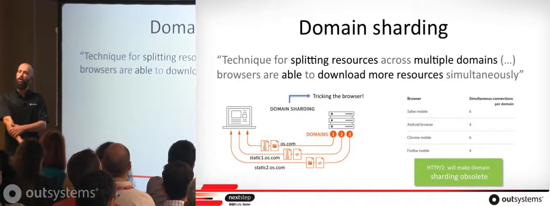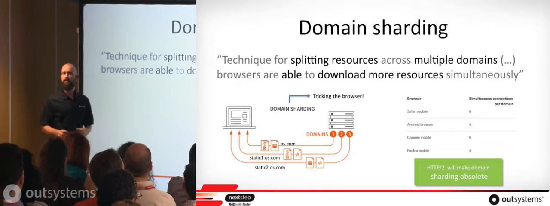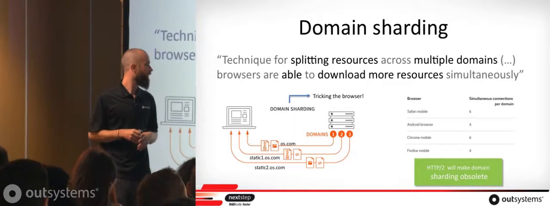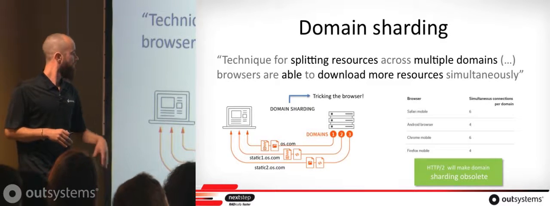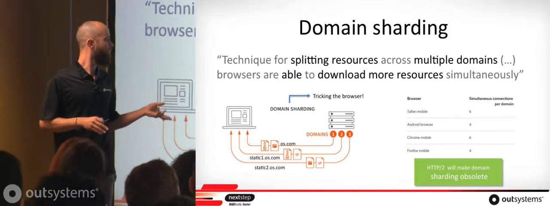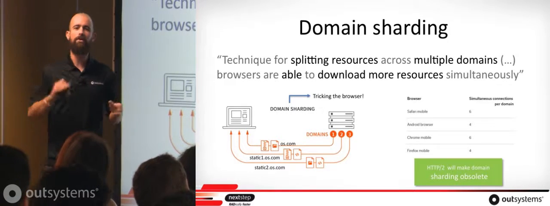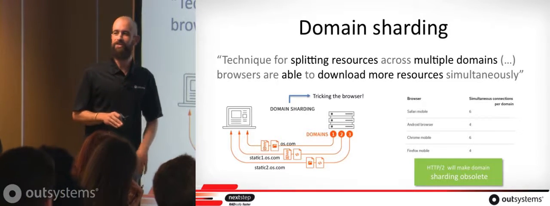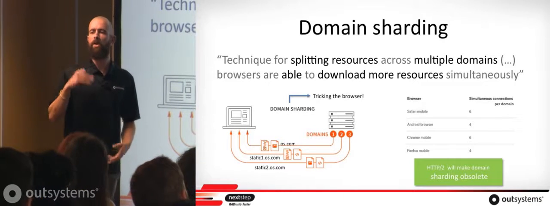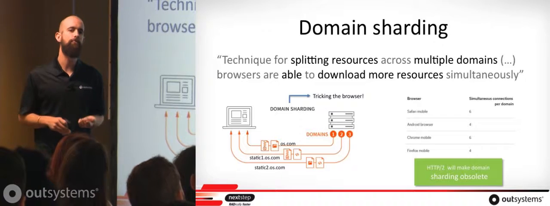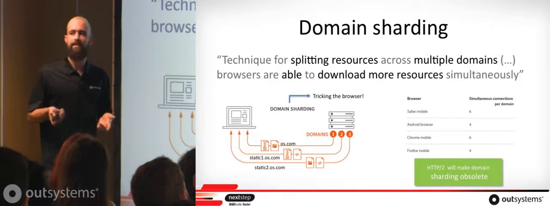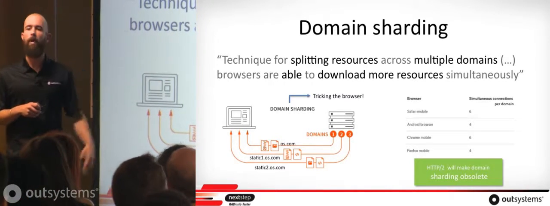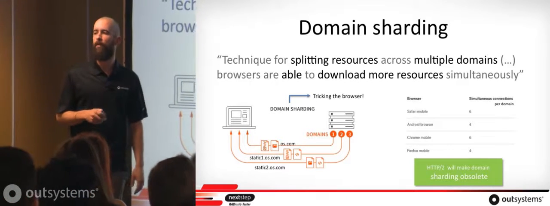Domain sharding. Not sure if you are familiar with this term or with this technique, but this technique enables us to split our static resources across multiple domains so that the browsers are actually able to fetch more files simultaneously. The first approach looks really good, but let me give you a little bit more of context. So this technique showed up because in 1999, the specification of HTTP 1.1 recommended that browsers would only download one file simultaneously. Nowadays, so this was tricking the browser, and nowadays, even mobile browsers download between 4 to 6 files simultaneously.